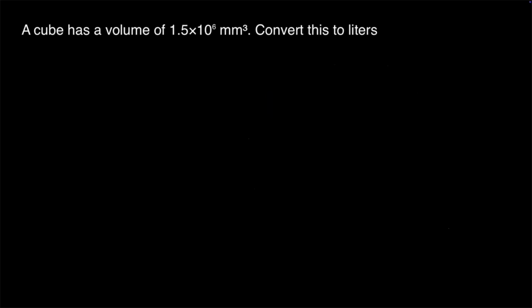For this question, we have a cube that has a volume of 1.5 times 10 to the 6 cubic millimeters. Convert this to liters. We are starting with cubic millimeters and converting to liters. When converting between cubic units and milliliters or liters, we can use the conversion 1 cubic centimeter for every 1 milliliter to connect the two together.